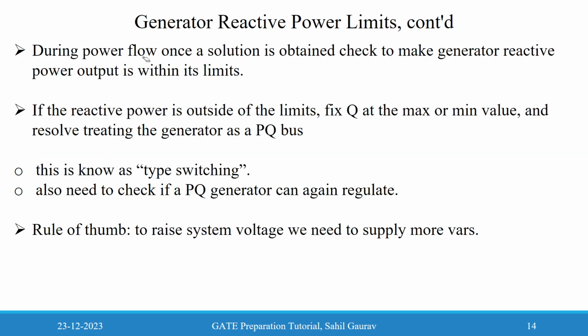During the power flow, once a solution is obtained, check whether the generator reactive power output is within its limits or not. If the reactive power is outside of the limits, fix Q at the maximum or minimum value and resolve, treating this generator bus as a PQ bus. This is the important point: if the reactive power limit violation happens at the PV bus, then you have to treat that PV bus as a PQ bus.